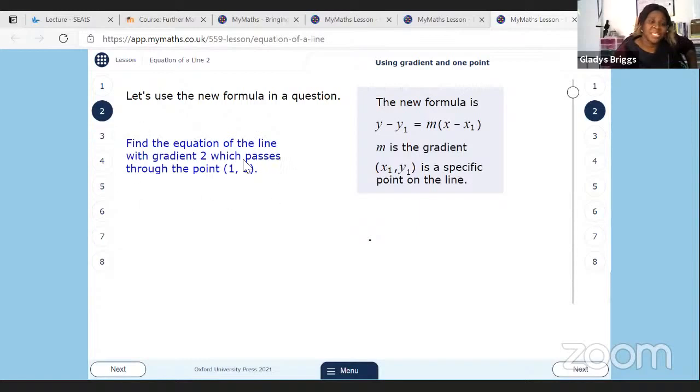So write the question down, write the new formula down that we got by rearranging the one that we were using to find the gradient, y2 minus y1 over x2 minus x1. We haven't started solving it. We just want to write them down. Write the question and write the formula, and then we can have a look at it together, okay?